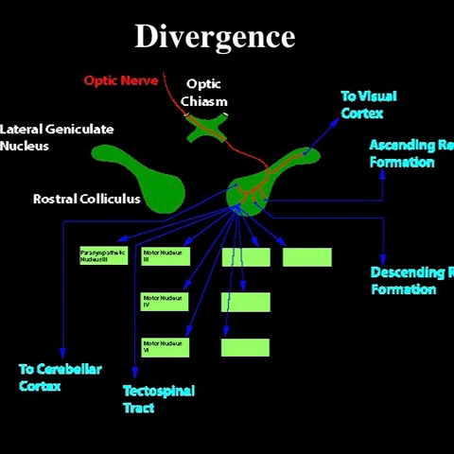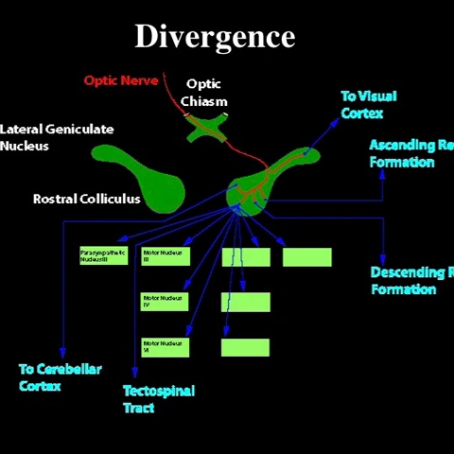This is an illustration of divergence in the midbrain of the visual system. You can see that the optic nerve is coming down and through the optic chiasm into these brainstem centres, which you will have met, being the rostral colliculus and the lateral geniculate nucleus. And within those structures, the information from the optic nerve diverges and goes to lots of different places within the central nervous system. Some of the information goes up to the visual cortex and allows us to see consciously.